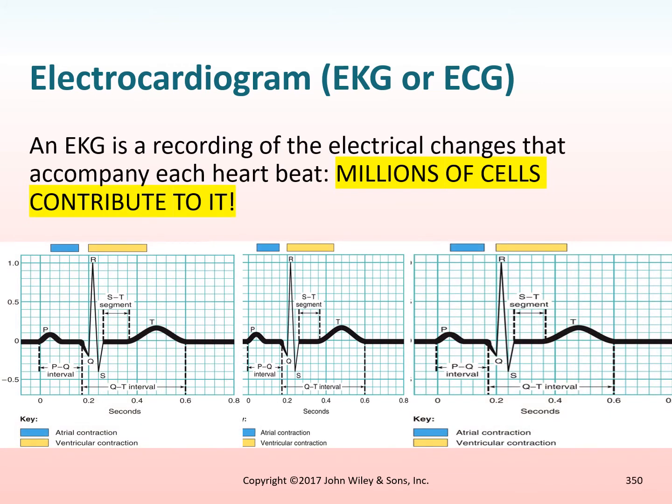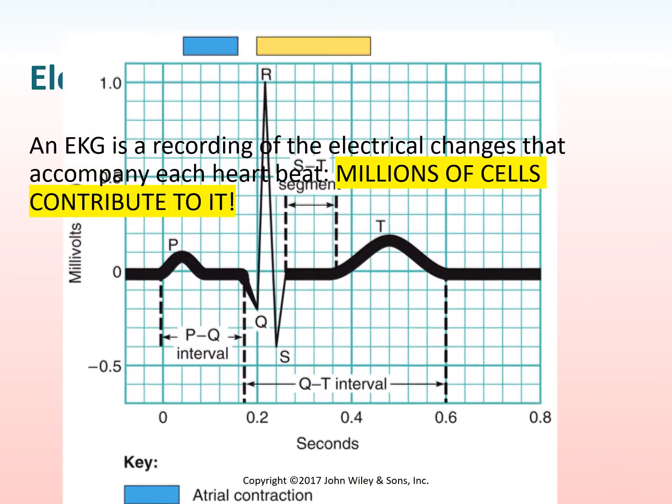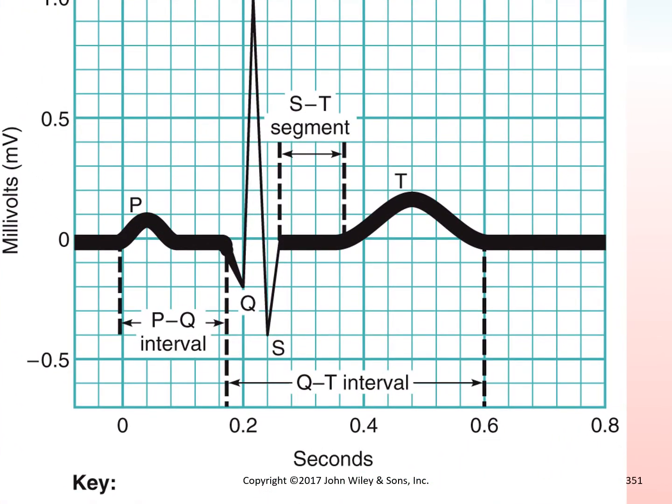An EKG is a recording of the electrical changes that accompany each heartbeat as millions of cells contribute to it as that wave of electricity passes through all those cells. Over and over again. And when the shape of this is unusual, sometimes it's a sign of a disease that is sometimes treatable or preventable.